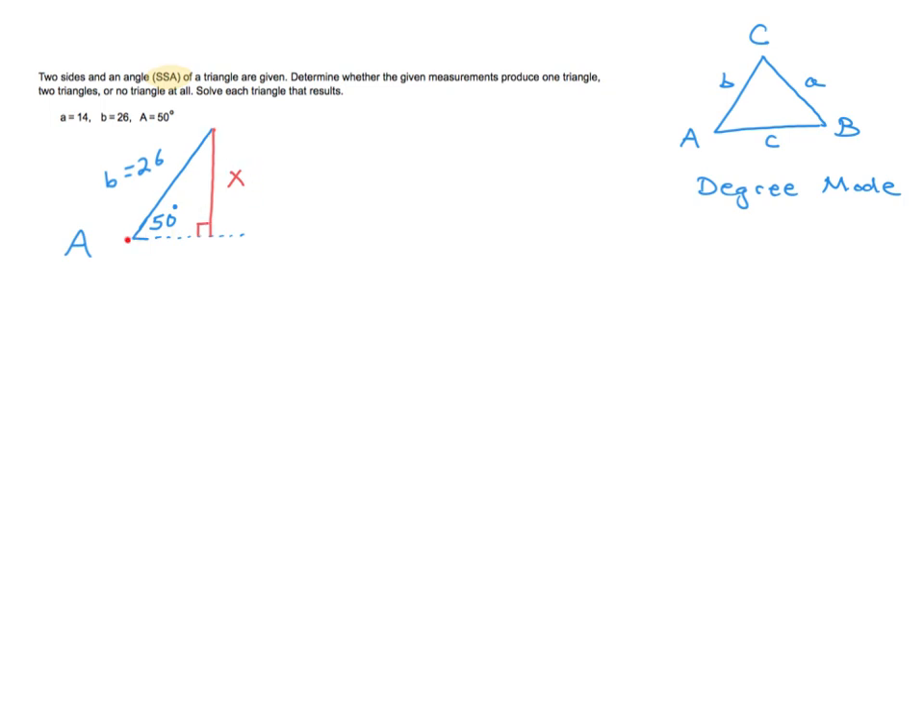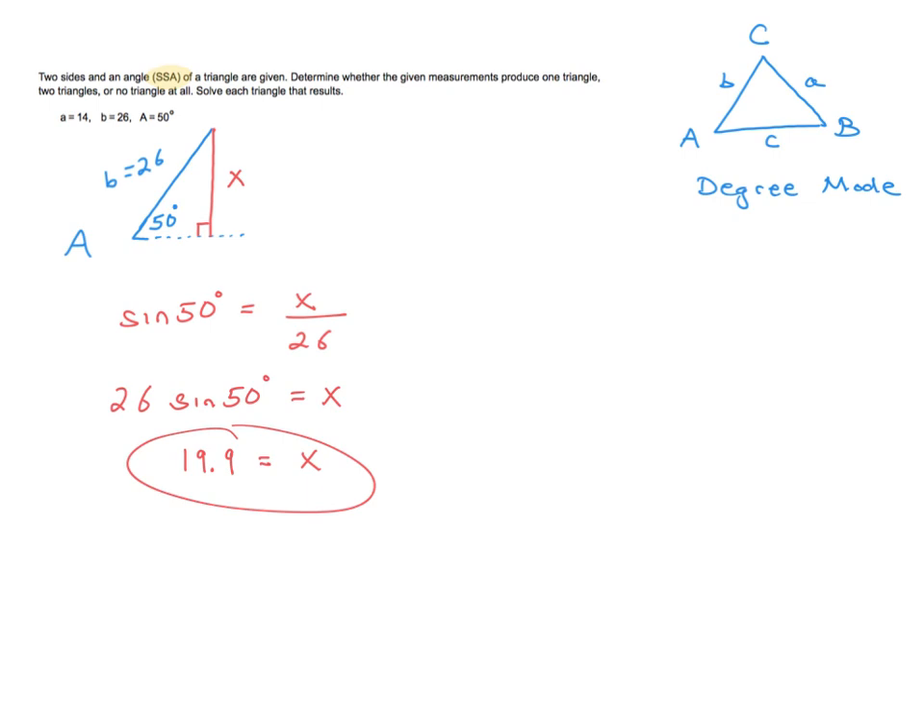And since this is a right triangle, I can use sine. That is, sine of 50 degrees is equal to the opposite, which is X, over the hypotenuse, which is 26. So we'll write that out, that sine of 50 degrees is equal to X over 26. If you want to solve for X, we can multiply 26 to this side of the equation. So that is 26 times sine of 50 is equal to X. All right, so I can get this value on my calculator, and it is 19.9 if I round to one decimal place.